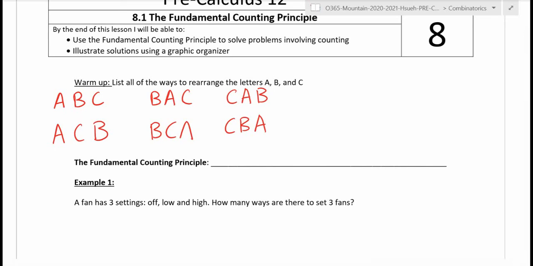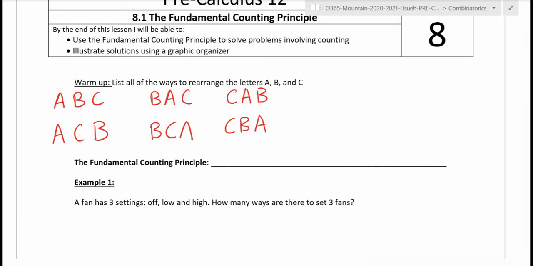Now, this is not too bad because we only have 3 letters. What if we have a lot of letters, right? Do we really want to list all of them out? There must be a shorter way to come up with this number, right? And this is when we use the fundamental counting principle.